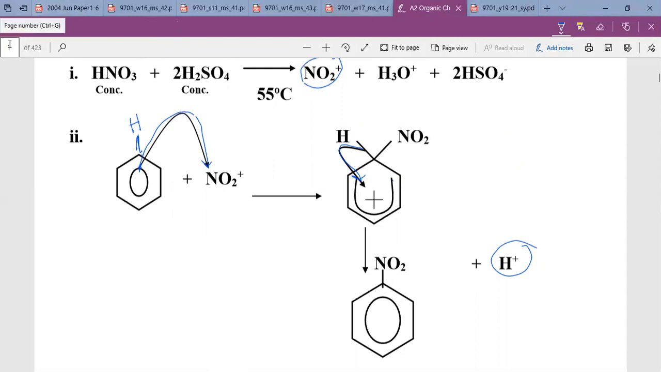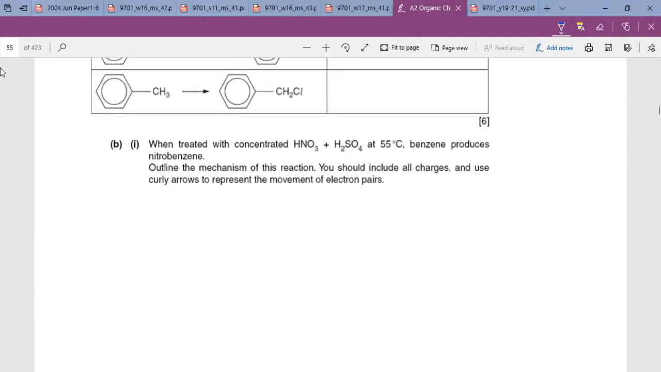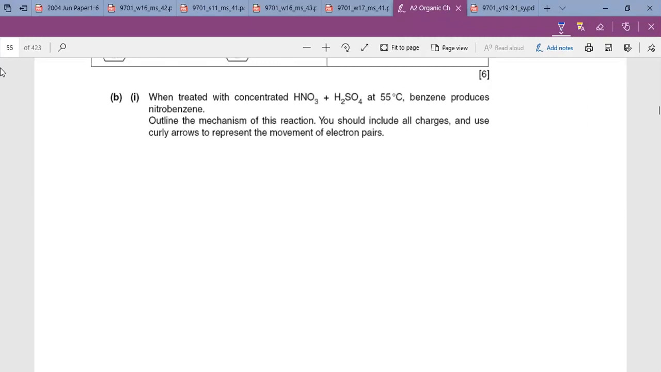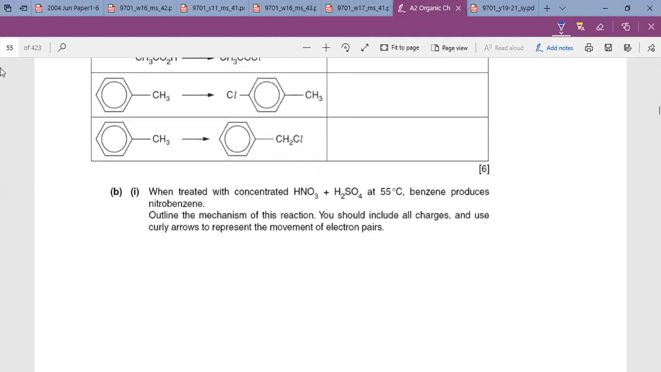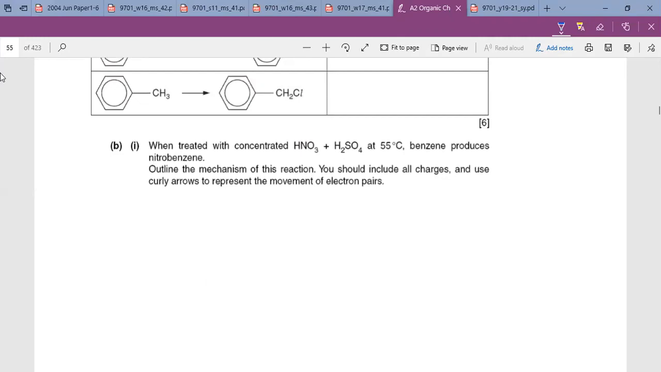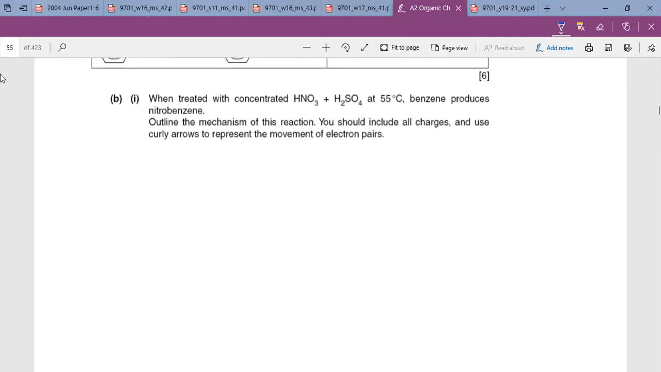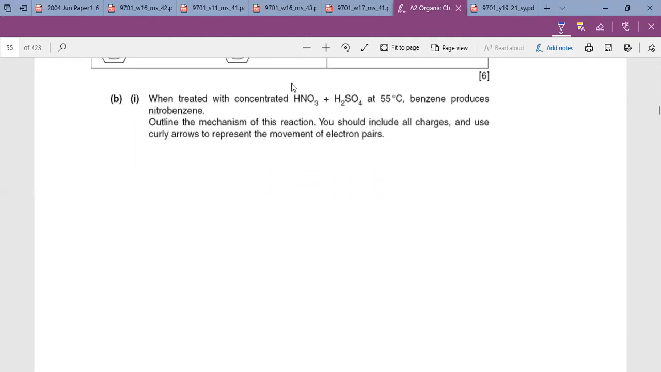Okay, 55. Alright, this question here is question 5, part B. When treated with concentrated HNO3 and H2SO4, see now, they give you the 2 things there: the reagents and the conditions. Actually, the condition is concentrated. Right? 2 things here.